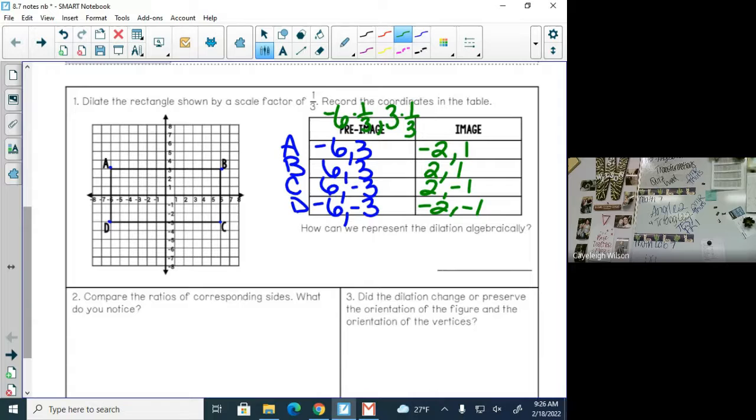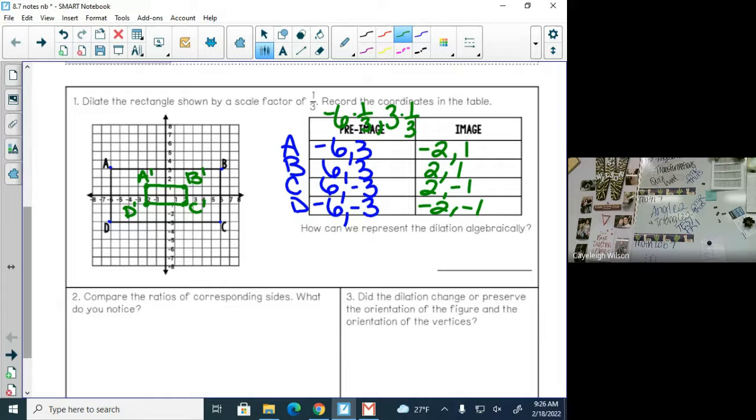All right, so I'm going to plot my ordered pairs here. So -2, 1, that's my A prime. Positive 2, 1, that's my B prime. 2, negative 1, that's my C prime. And negative 2, negative 1, that's the D prime. That's small. Yeah, because it became 1/3 of the original size. Whoever did this is pretty mean.